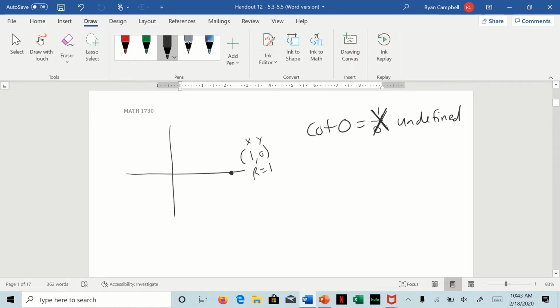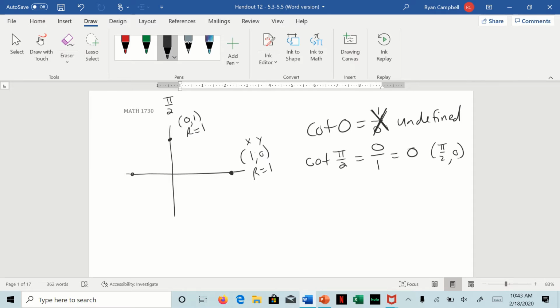All right, so we got to keep going. So let's try pi over 2. If we go to pi over 2, this is going to be 0, 1, with r being 1. So cotangent of pi over 2 is going to be x over y, which is 0 over 1, which is just 0. So we get our point pi over 2, 0.